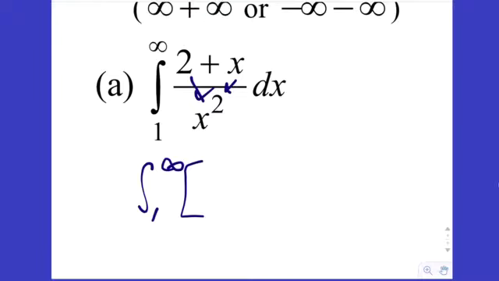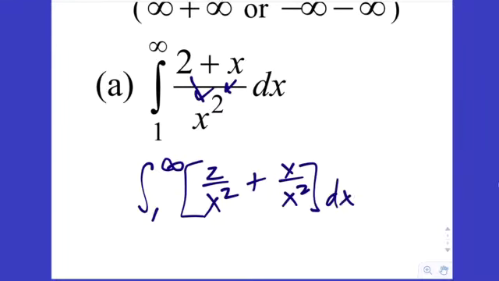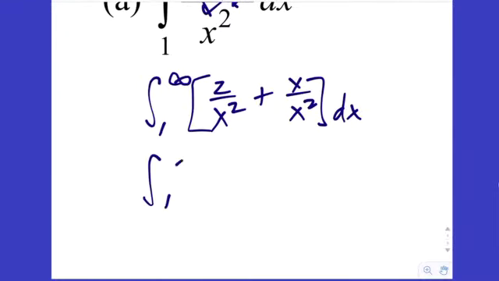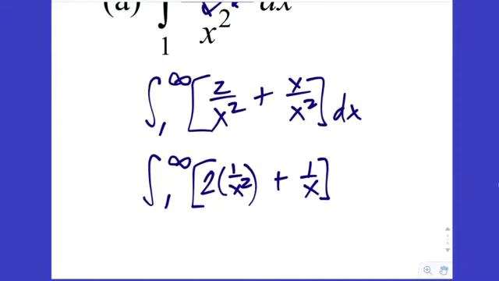And remember, when you do that and you create multiple terms, you have to have parentheses around each of the terms. So that would look like that. And I'm not going to worry with the limit just yet. That, of course, then is 2 times 1 over x squared plus x over x squared, which is 1 over x. So very quickly here, without actually integrating it, when we distribute the integral and pull the 2 out front, the first one is a p-series, right? We're going from 1 to infinity, and we have 1 over x squared.